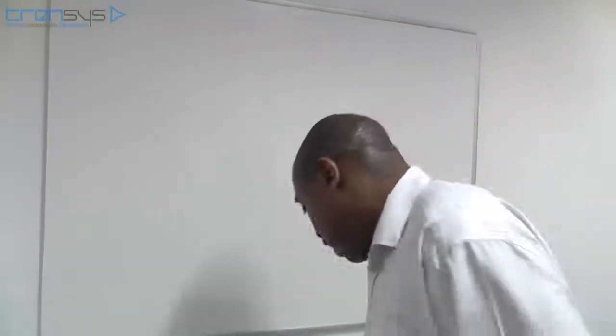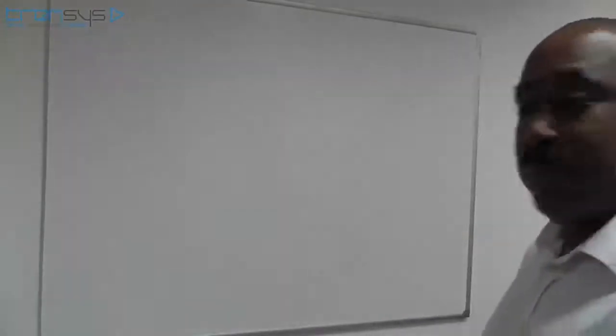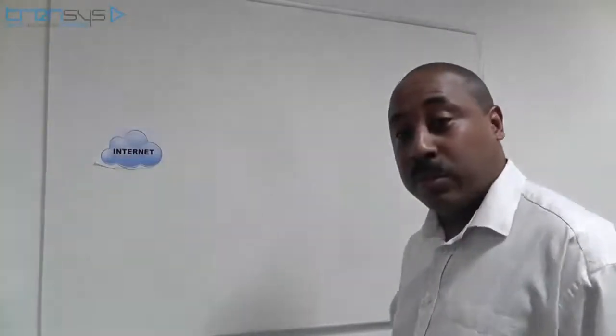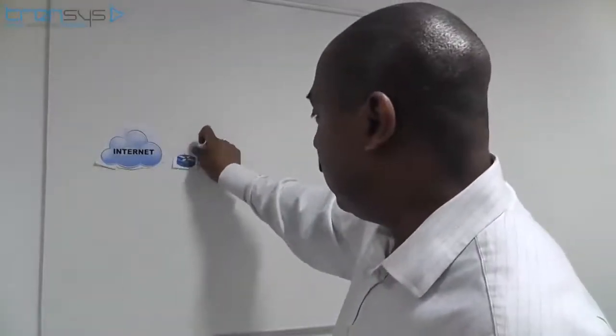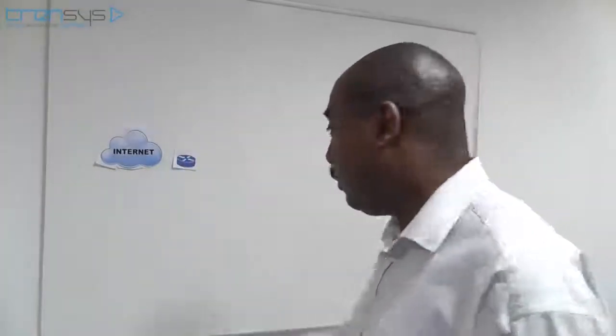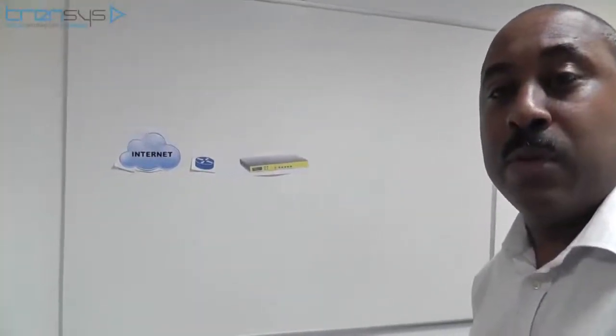So let's start again. We're going to start our deployment again of our new branch office. So again, we start with our internet connection. If I can find my visual aid, here it is. Here's our internet connection. We'll still need our router, typically ADSL, leased line, and so forth. Here's our router. There's our IPBRICK appliance.